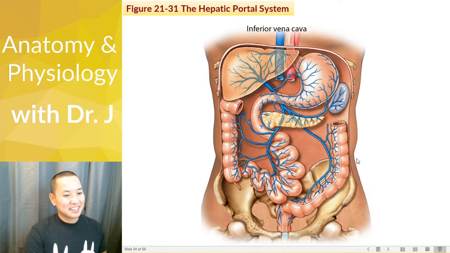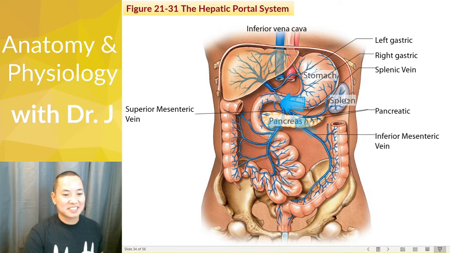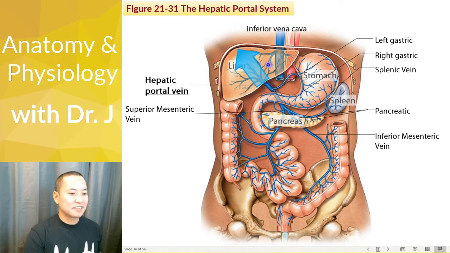Okay, so why does that happen? Well, now we have to talk about blood flow and backtrack a bit. So here we have the parts of our digestive system. Here are our stomach and our spleen, and the spleen is just shown for anatomical correctness. But the stomach, our pancreas, and our mesenteric veins are all leading to this one vein right here that goes up to the liver. This is called the hepatic portal vein.